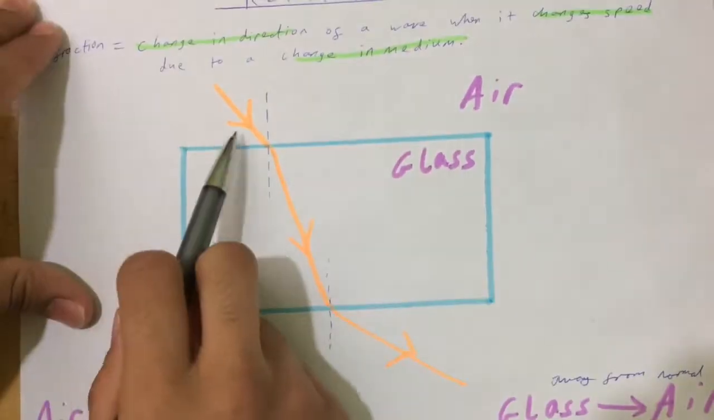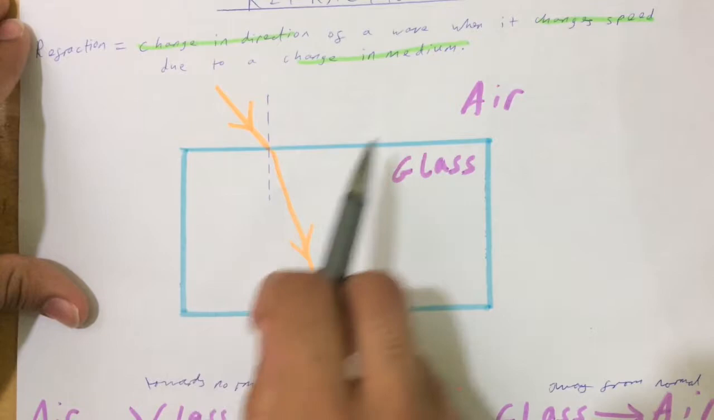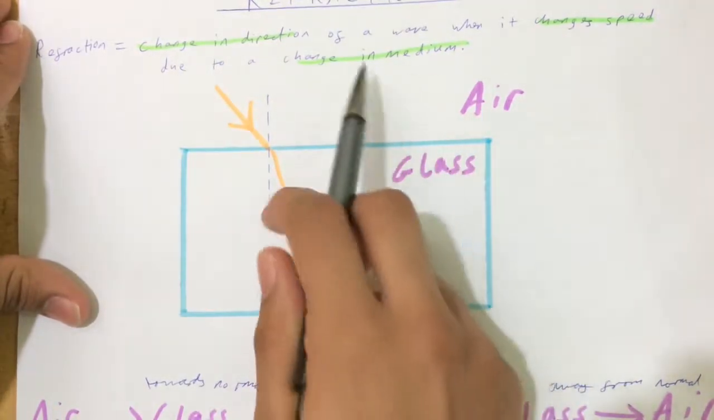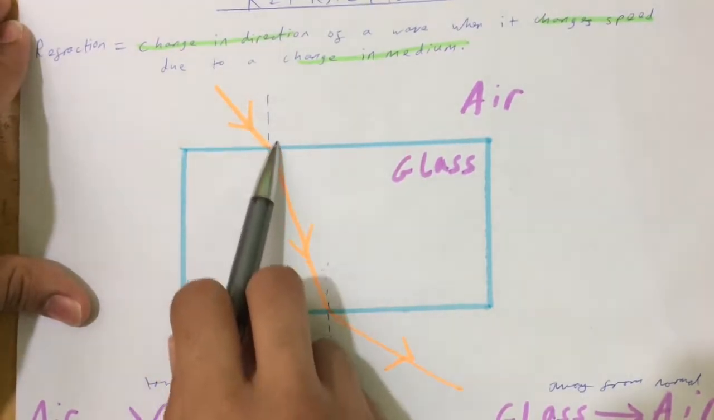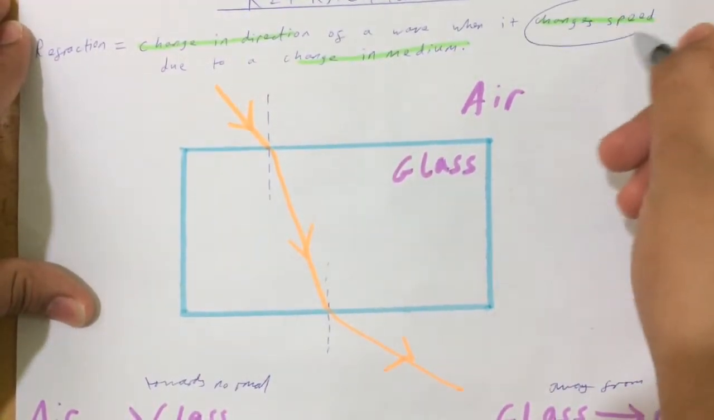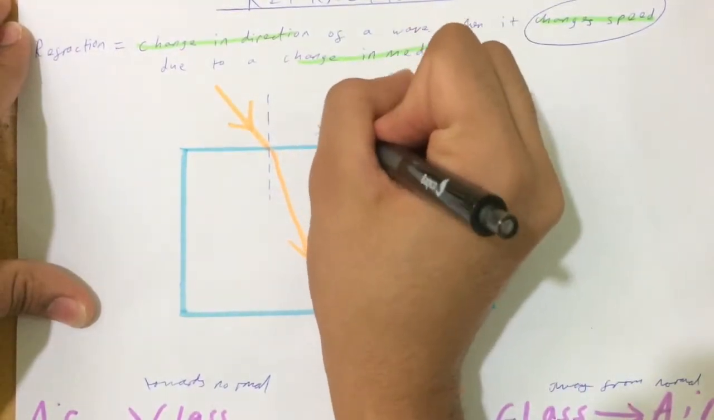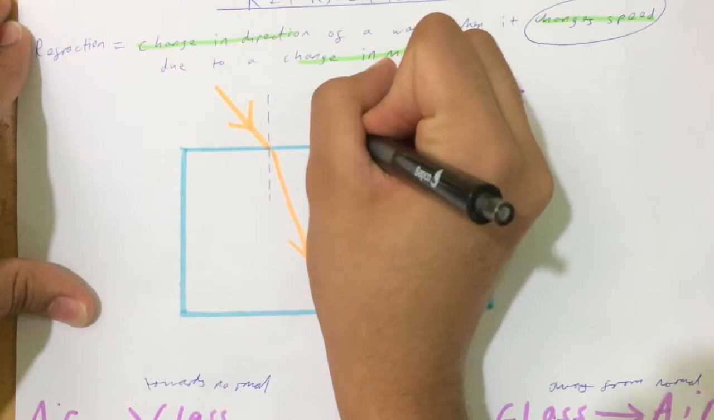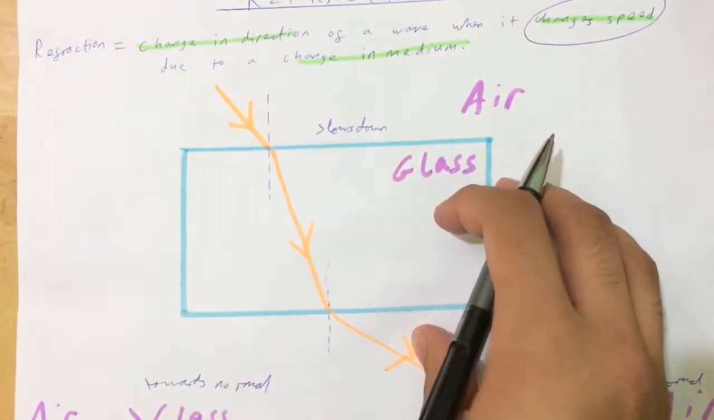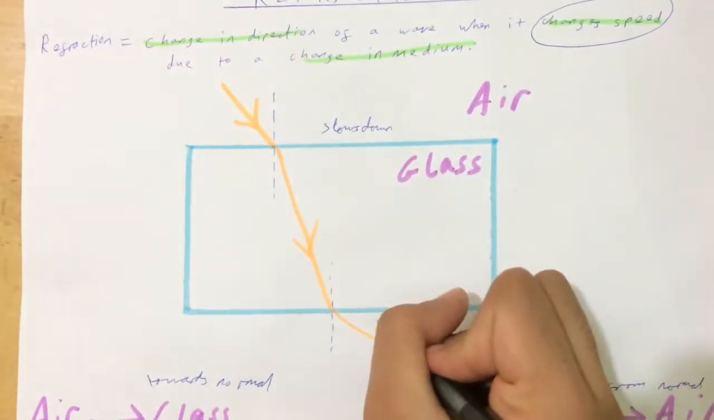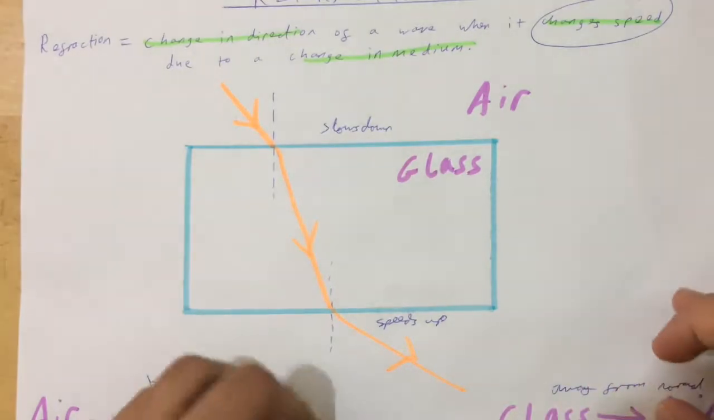So let's look here. Why does the light ray bend towards the normal when it goes from air to glass? Well, the medium is changing from air to glass. The direction is changing, but why? Because it changes speed. When it goes from air to glass, the light slows down. And one side of it slows down faster than the other, so that's why it bends. From glass to air, it speeds up, and so it bends away from the normal.